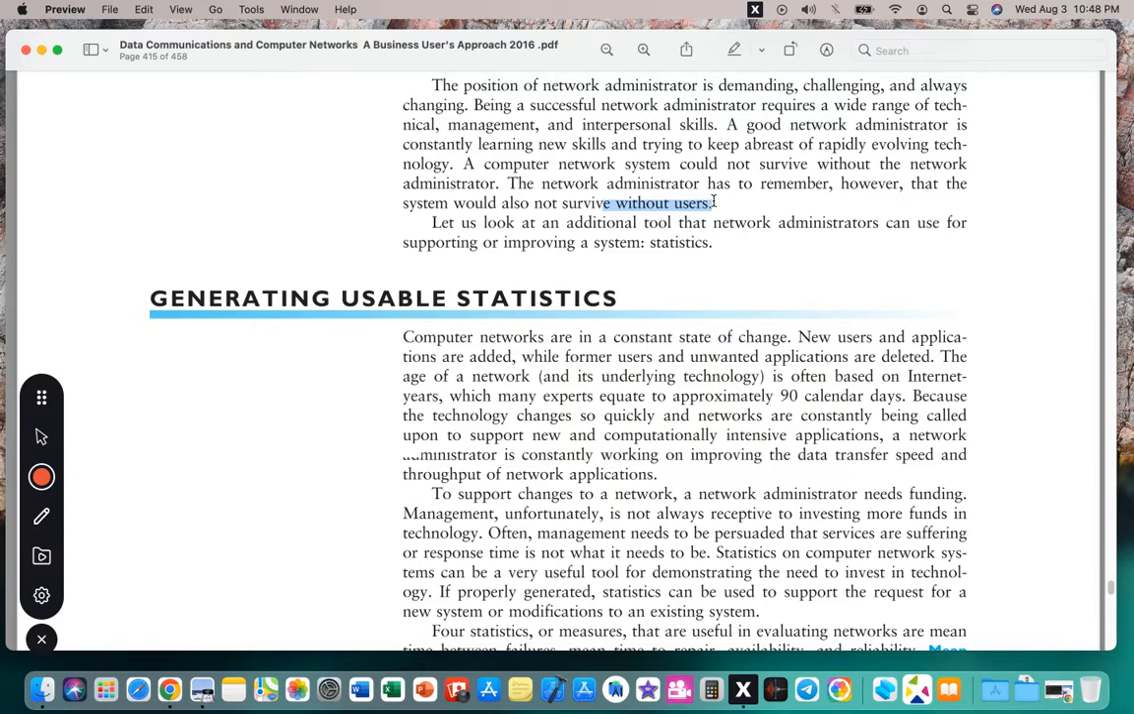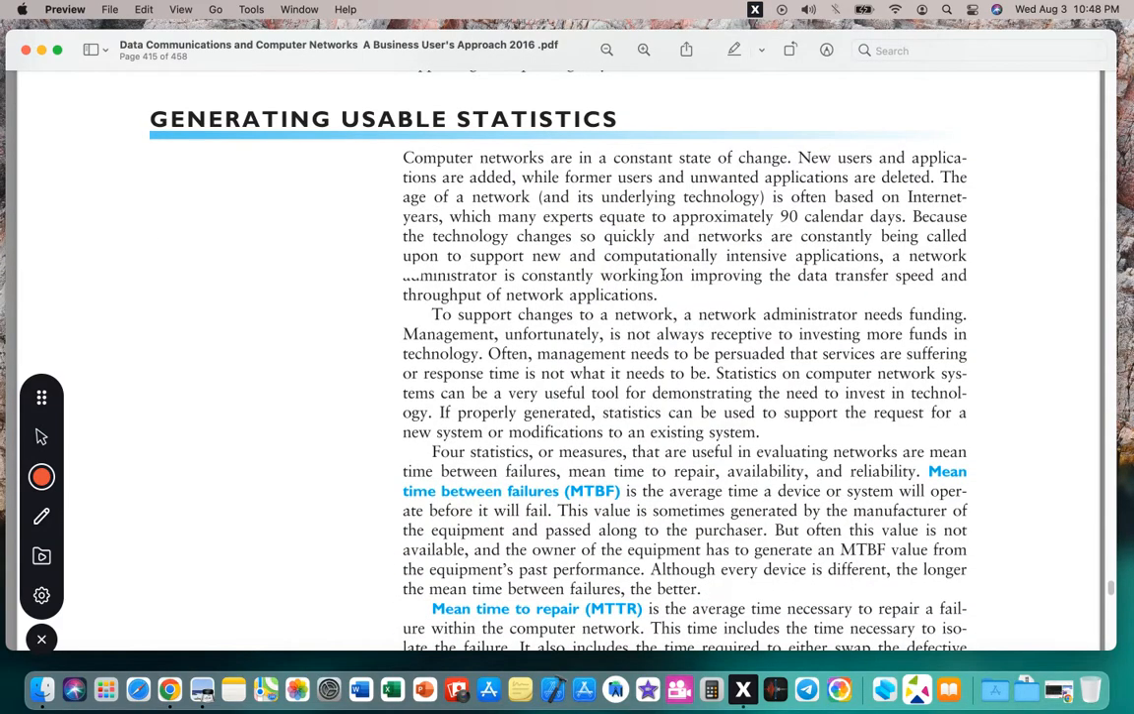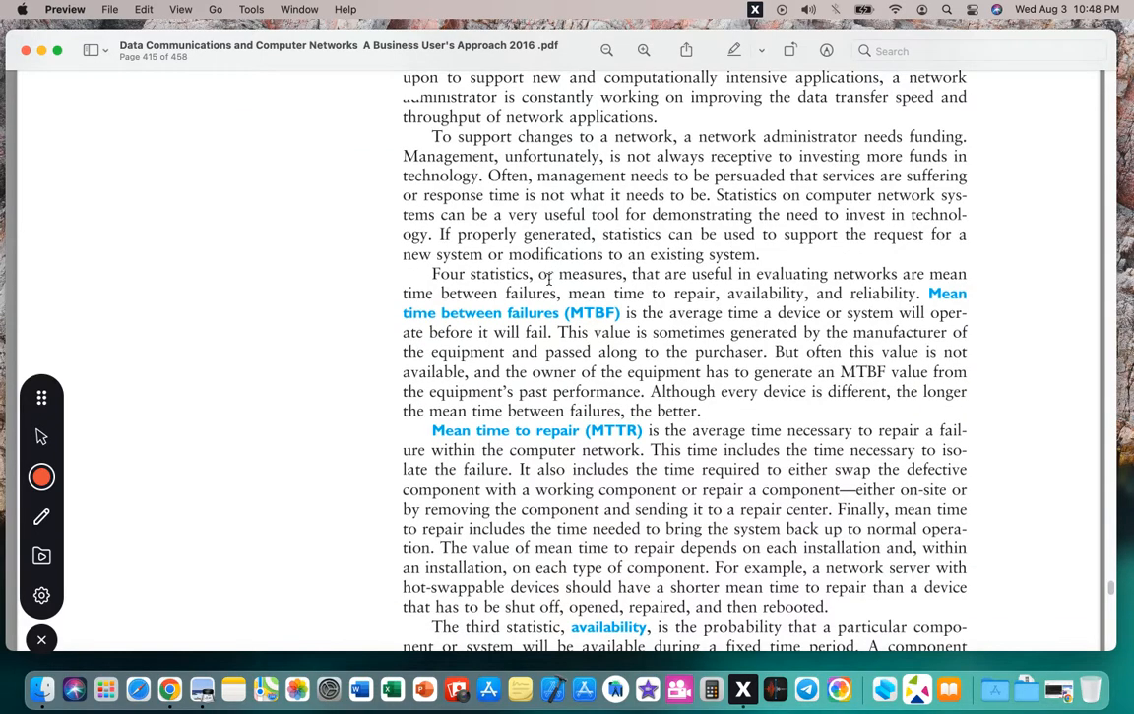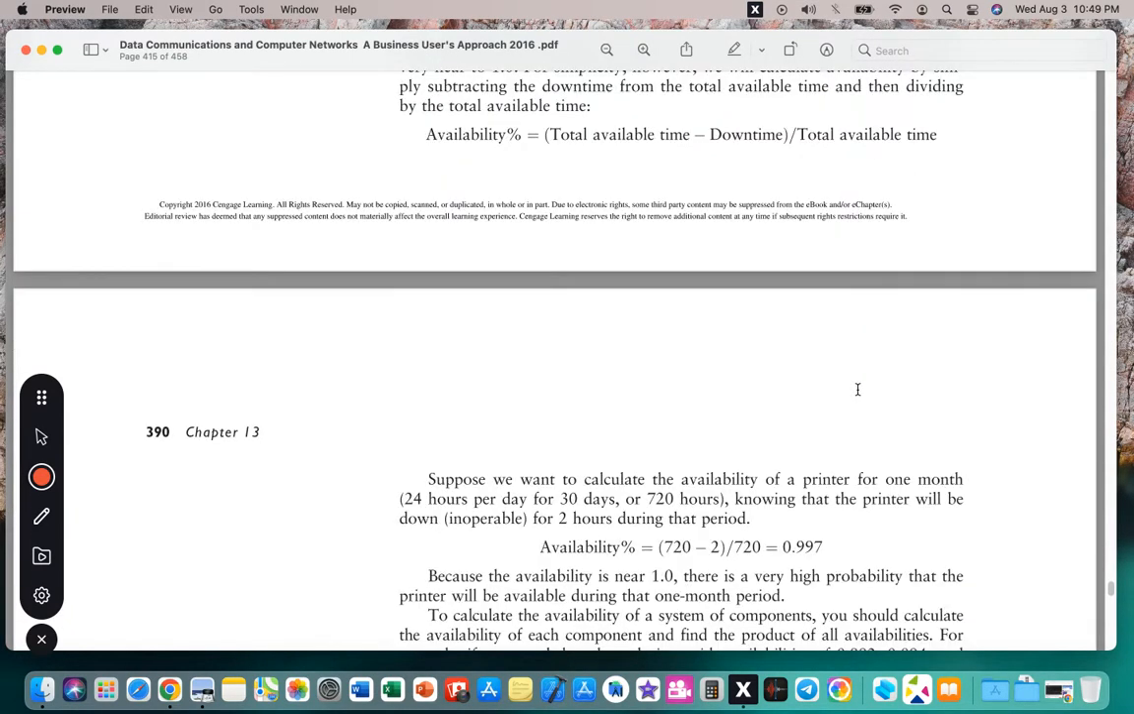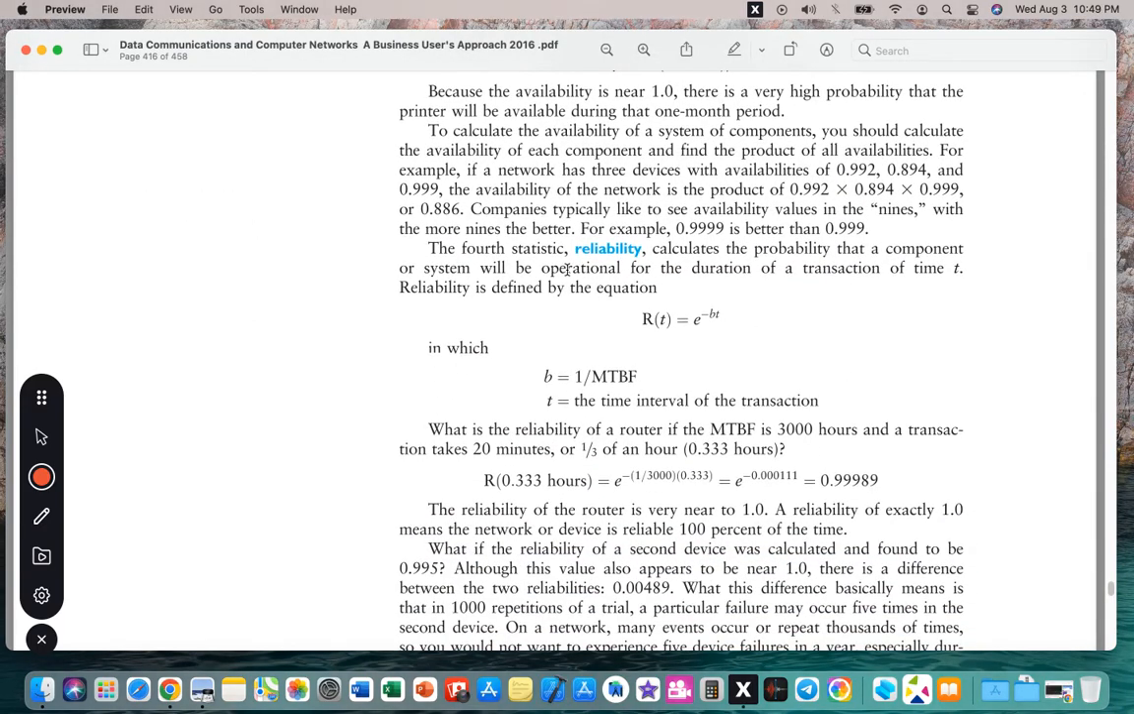Generating usable statistics. Mean time between failures, MTBF. Mean time to repair. Availability is the probability that a particular component or system will be available during a fixed time period. And we have the reliability.